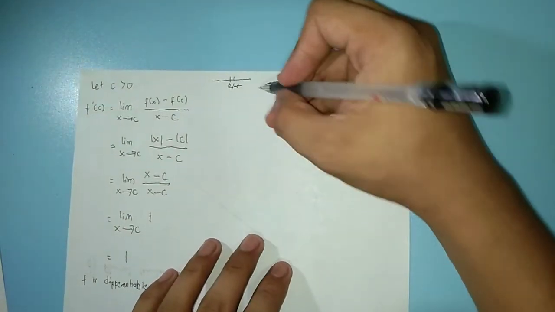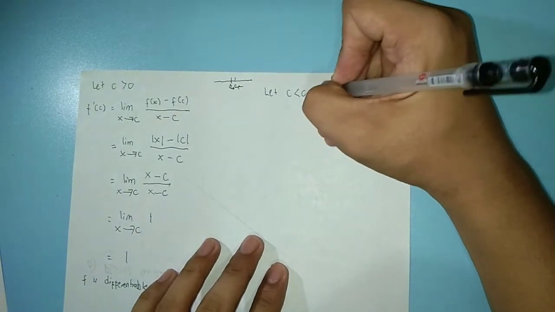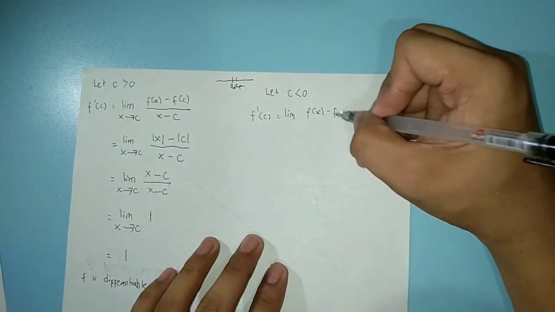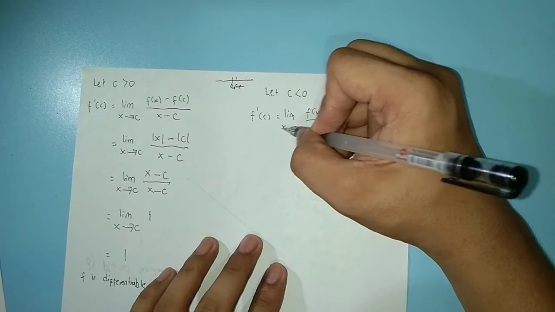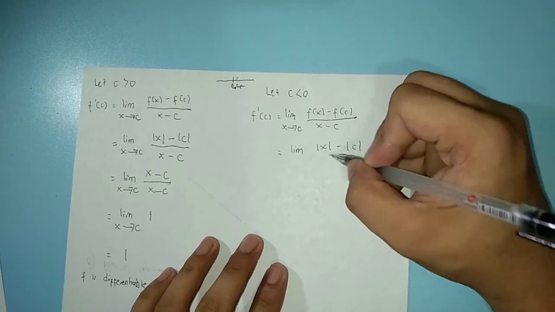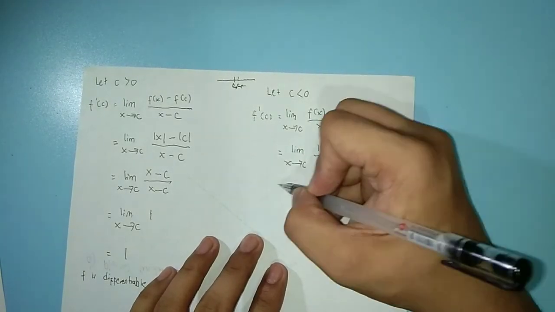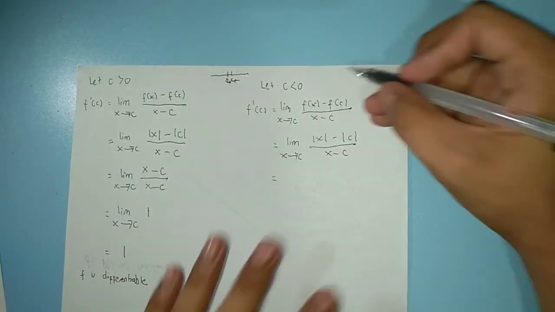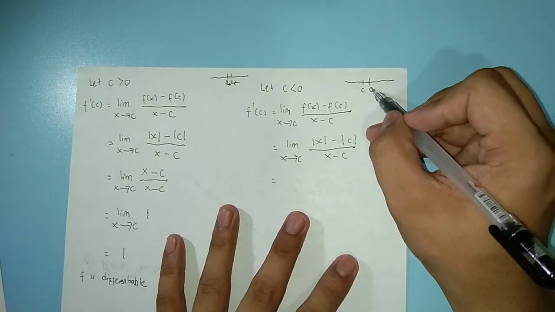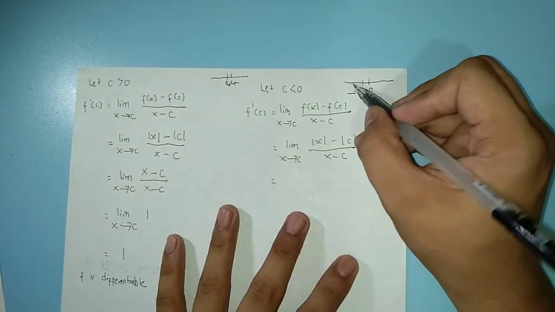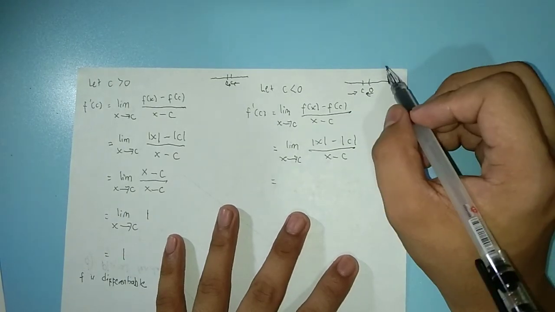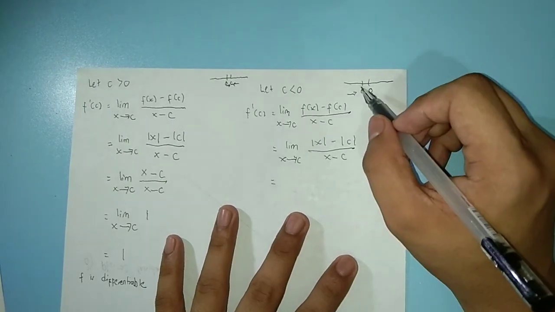Okay? How about kapag yung c less than 0? So, f prime of c equals limit of f of x minus f of c over x minus c as x approaches c. This is equal to limit of absolute value of x minus absolute value of c over x minus c as x approaches c. This is equal to, so ito naman pinag-uusapan natin yung c, let's say ito yung 0, yung c naman ay negative. So, nandito naman yung c. So, malamang yung left hand limit niya, mga negative values ng x yan. Tapos yung right hand limit niya, sigurado tayo na merong negative values dyan na mas mataas kay c.